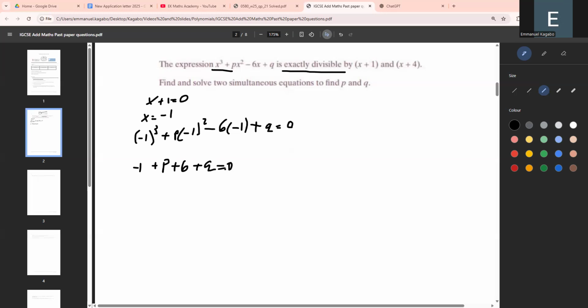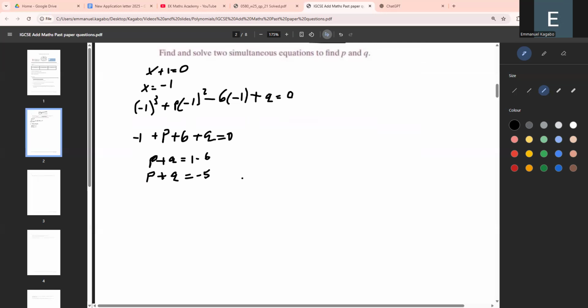Now, first step done. We need to organize our steps to form a very good simultaneous equation. So this is p plus q, and everything without unknowns I'm taking to the other side. This is minus 1; when it crosses the equal sign it will be plus 1, and this will be negative 6. So it's 1 minus 6 altogether, which gives me p + q = -5. Now, this is going to be my first simultaneous equation, okay?